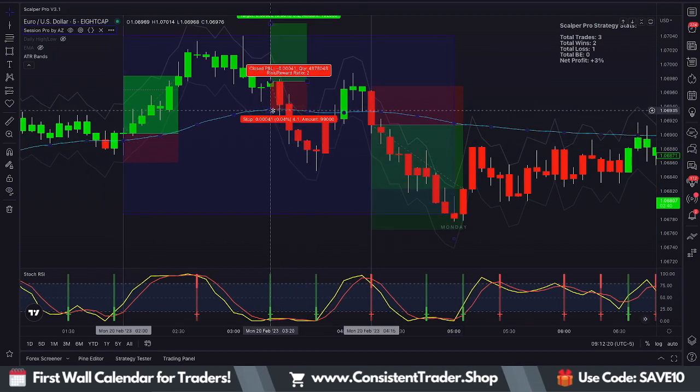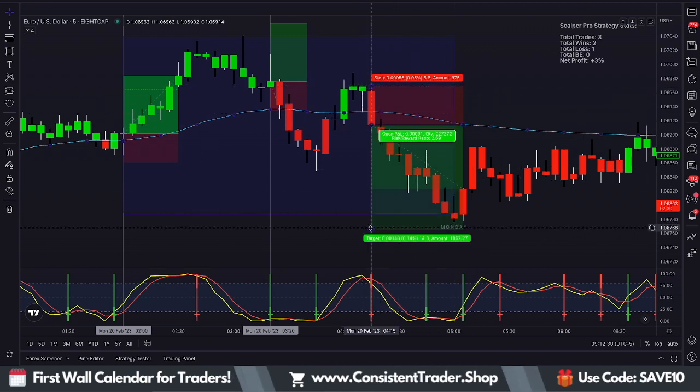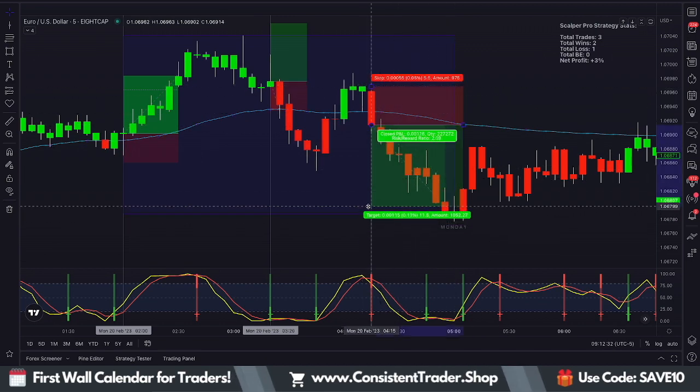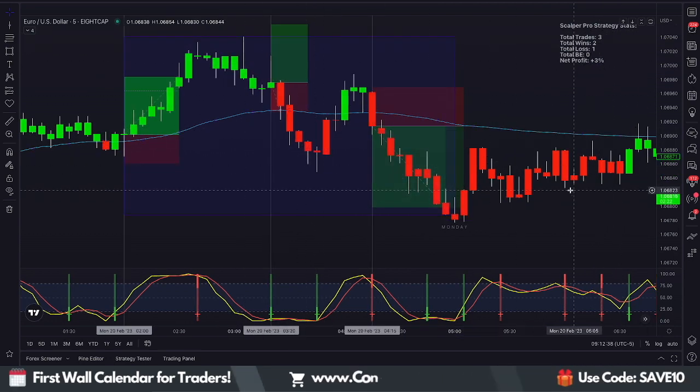Same goes for the second trade entry right here. We also had our ATR perfectly matching up with the VWAP. And this ends up, or basically nets, a total of 3% for the day on the Euro US dollar chart right here, with 2 winning trades and 1 losing trade for the session.